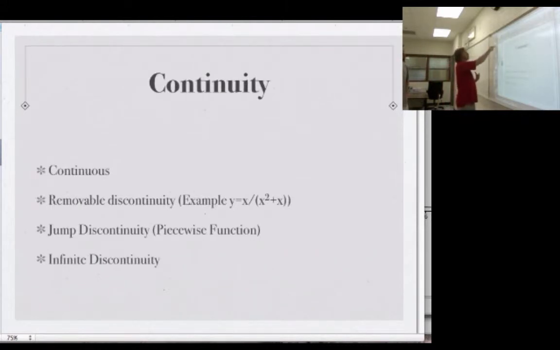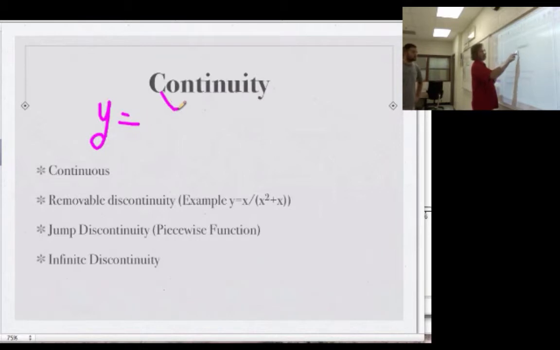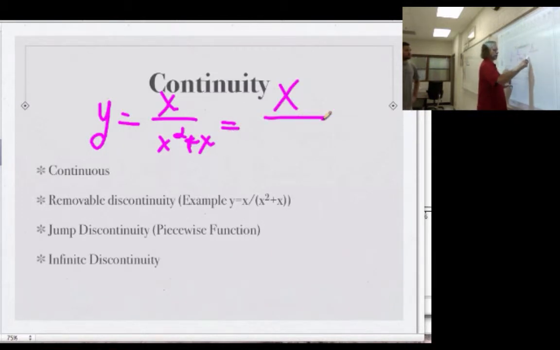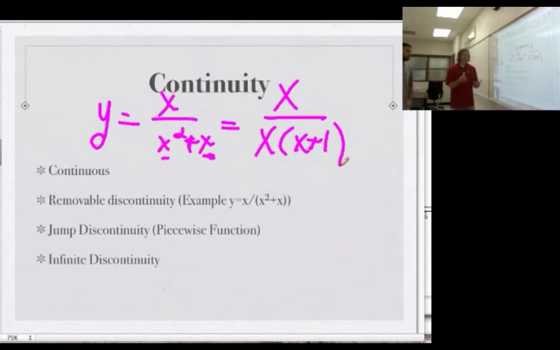Our example here threw Mr. Creswell and I for a loop. We've got y equals x over x squared plus x. Now let's factor the bottom and say that's x over, factor an x out of both of these terms, x plus 1. Now this thing's going to have 2 problems. It's going to have a discontinuity at 2 different places. And one of them is when this equals 0. So at x equals 0, we have a discontinuity.